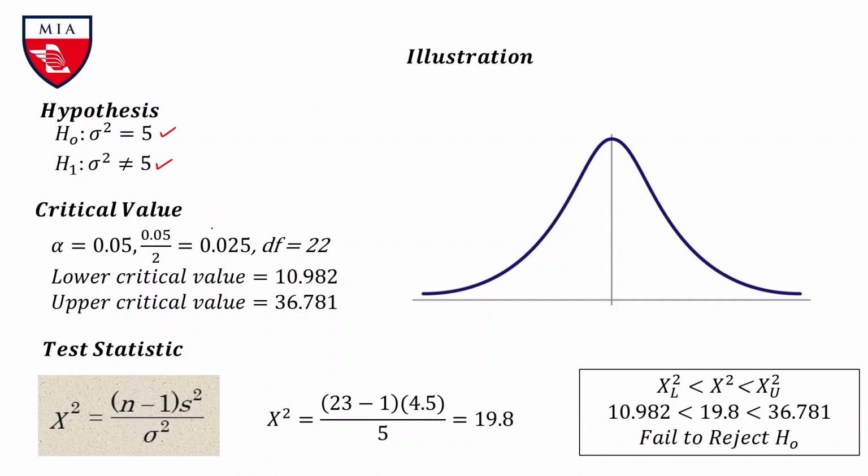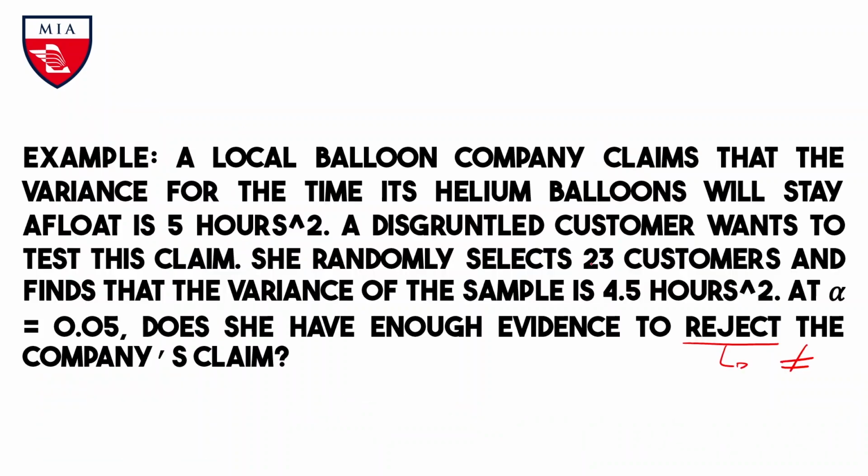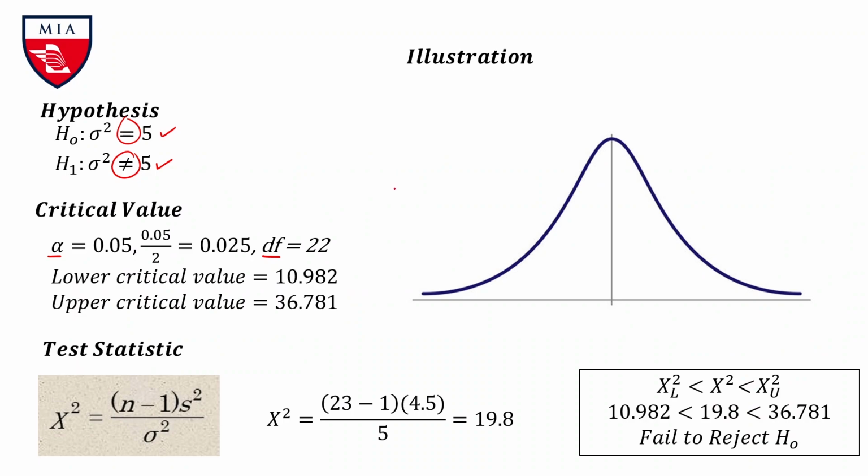So, in order for us to find the critical value, we have here a two-tailed test. Okay? Therefore, we will divide our alpha by 2. So we have 0.025 as our alpha, and our DF is 22. Because we have N is equal to 23. So DF is N minus 1, okay? 23 minus 1, therefore we have DF is equal to 22.